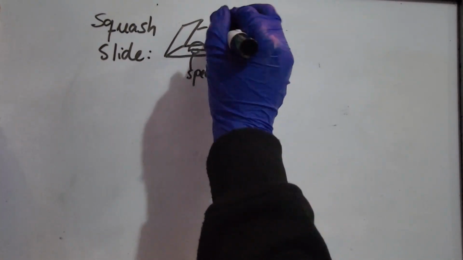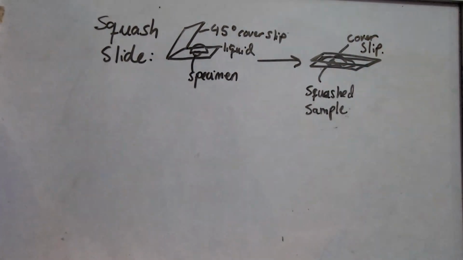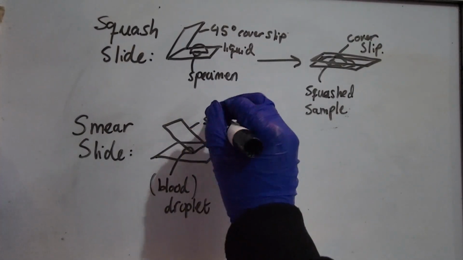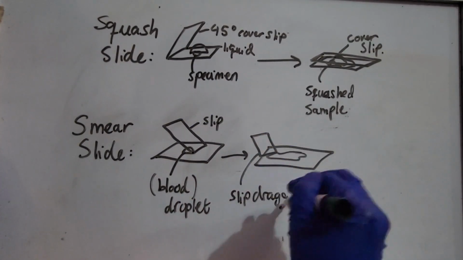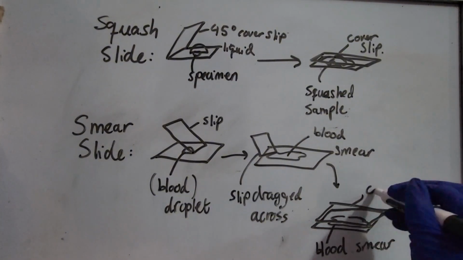Squash slides can be done with this method. The specimen is dropped with a liquid and a cover slip is pressed down gently onto the specimen, and the sample can be squashed. Smear slides are where the sample is smeared with the edge of a slip to create a thin layer, and then a cover slip is placed over the sample. This can be done with things like blood samples.